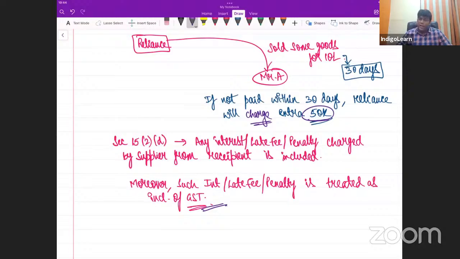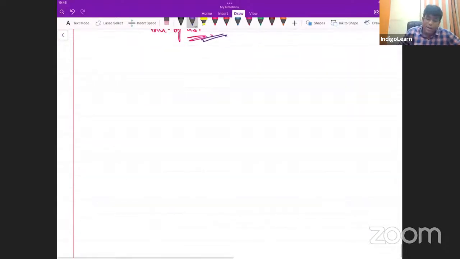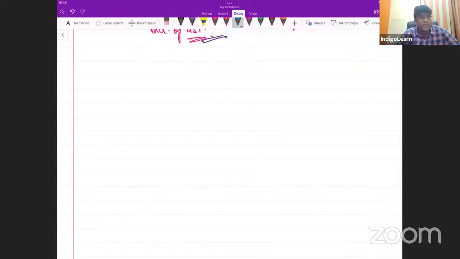15(2)(a), 15(2)(b), 15(2)(c), 15(2)(d). 15(2)(a) says what? Any tax, duty, cess, fee charged by supplier from recipient. 15(2)(b), supplier's obligation in relation to supply met by recipient. 15(2)(c), all incidental expenses or anything charged by supplier from recipient. And 15(2)(d), any interest, late fees or penalty charged by supplier from recipient. Finally, last one, but very, very important point. Listen carefully, sir.